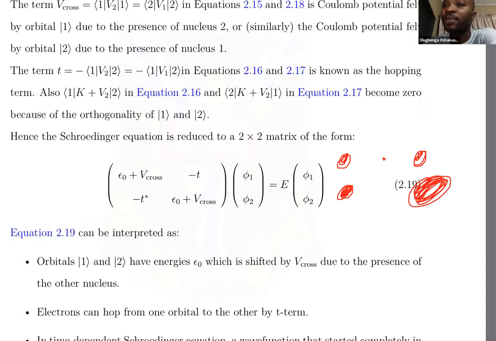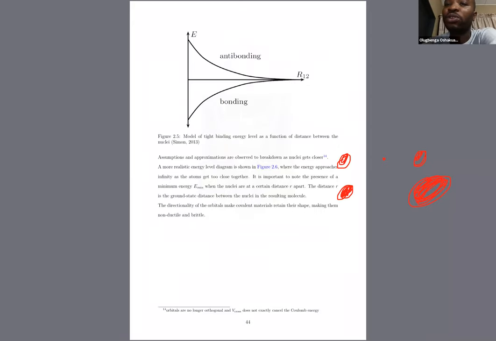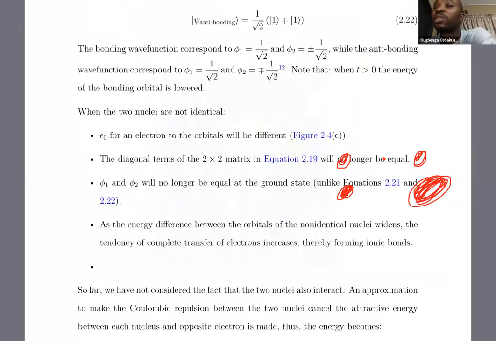But that will not be the case when we have atoms or nuclei that are not identical, of two different types. We are not going to have exactly the same values for the complex coefficients. The phi 1 and phi 2 will also not be equal, unlike what we've seen so far. So as the energy difference between the orbitals of the non-identical nuclei widens, the tendency of complete transfer of electron increases, thereby forming ionic bonds.